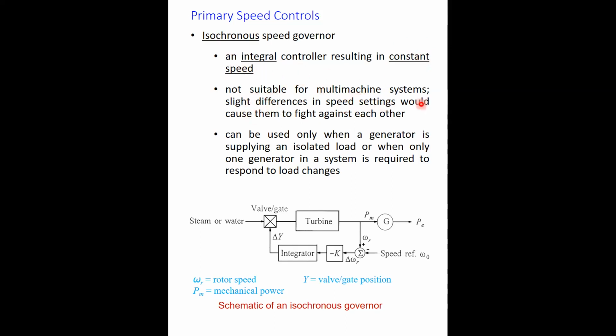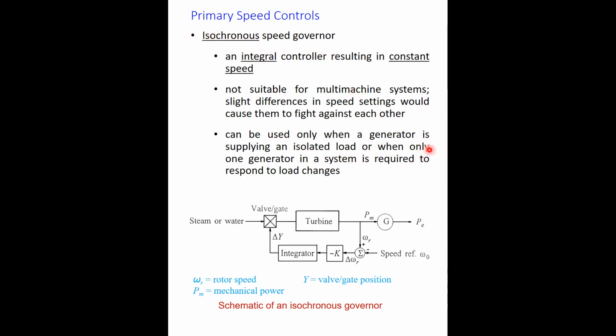This one is not for a multi-machine system, and it is referred to when we have a generator supplying power to a local load. That means the generator is not connected to a large network, so it is an isolated system. That's why it is referred to as an isochronous speed governor.